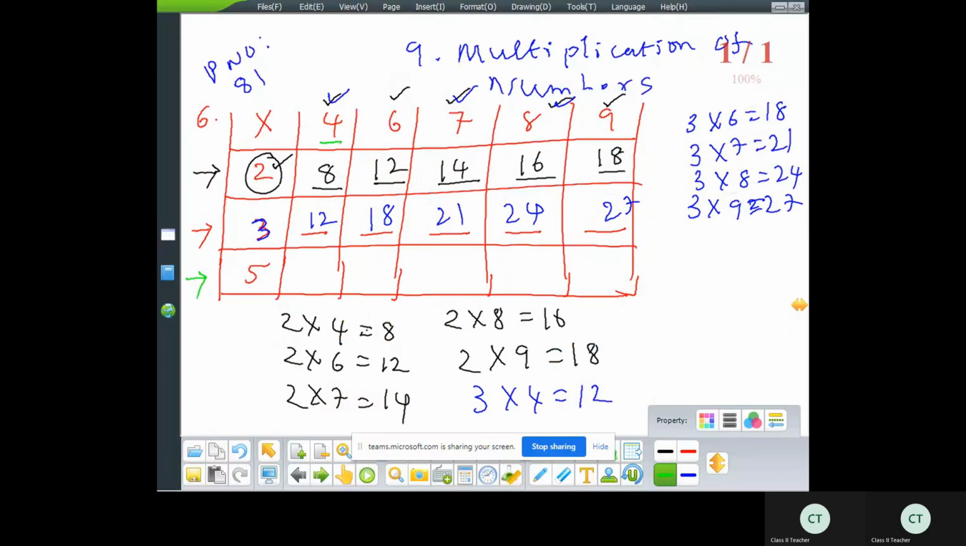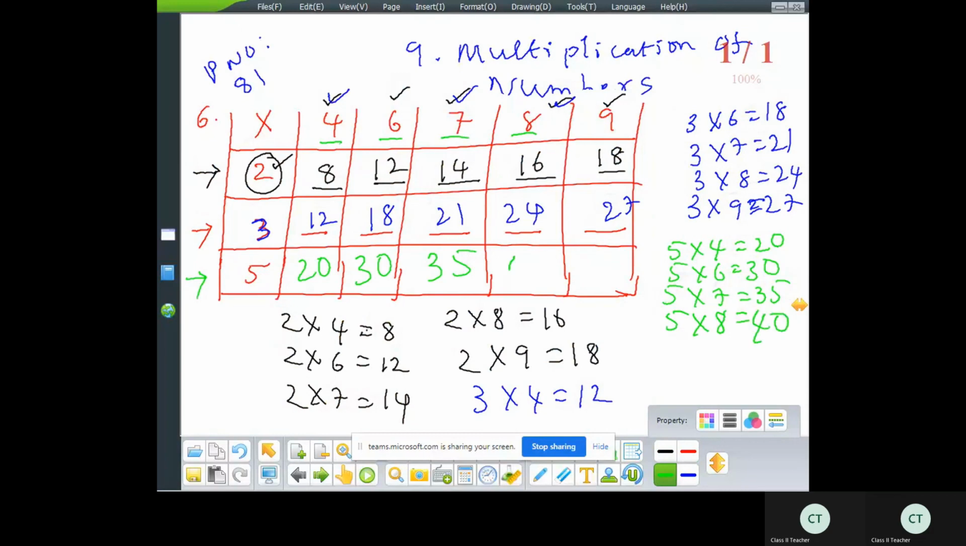5 4s are 20. Read 5 tables. 5 6 are 30. Next, 5 7s are 35. 5 8s are 40. Final one, 5 9s are 45.